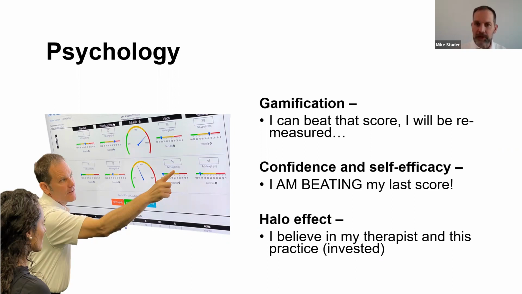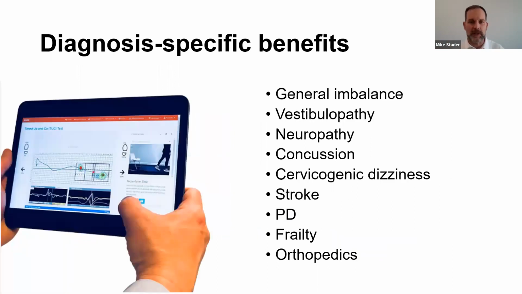I'm doing something healthy. We know that that is dopaminergic, inhibits the release of stressful cortisol, and helps us with an antidepressant of serotonin. I'm getting healthier. And then finally, as I alluded, the halo effect. I believe in my therapist and this practice. They have invested in sophisticated technology. All three of these are just a brief summary of what Rapid can do on a psychological level.